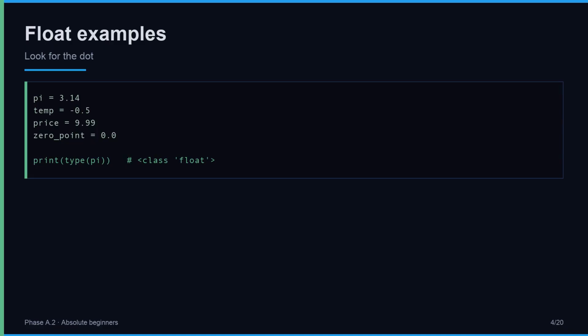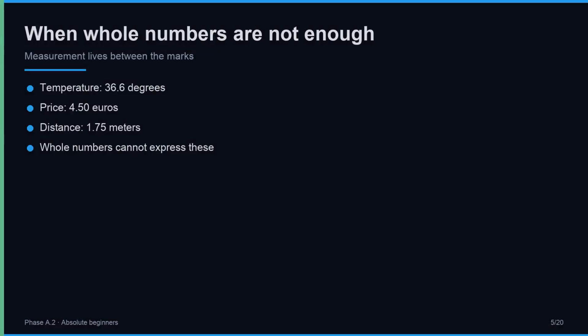Between the marks, let us look at float examples in code. Pi, 3.14. A temperature of -0.5. A price of 9.99. And 0.0. Each of these carries a decimal point, so Python treats each as a float. When we ask for the type, Python says class float. The dot is doing all the work. Write a number with a dot and you have written a float, regardless of what digits surround it. Look for the dot.